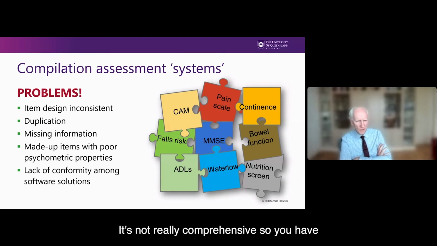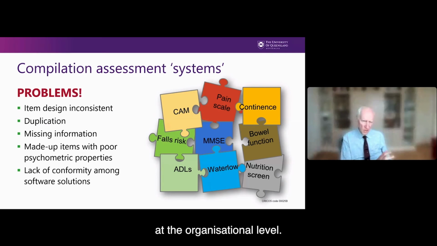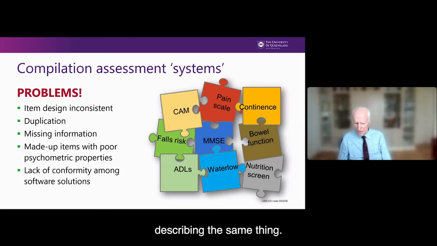And when you do this, there's also information that's missing. It's not really comprehensive. So you have to fill in the gaps with made up items that may have poor psychometric properties. And with this kind of approach, virtually every organisation makes its own. So there's a lack of conformity amongst software solutions. That would apply at the regulatory level as well as at the organisational level. We just have a plethora of ways of describing the same thing. Now, this militates against the collect once, use many times paradigm.